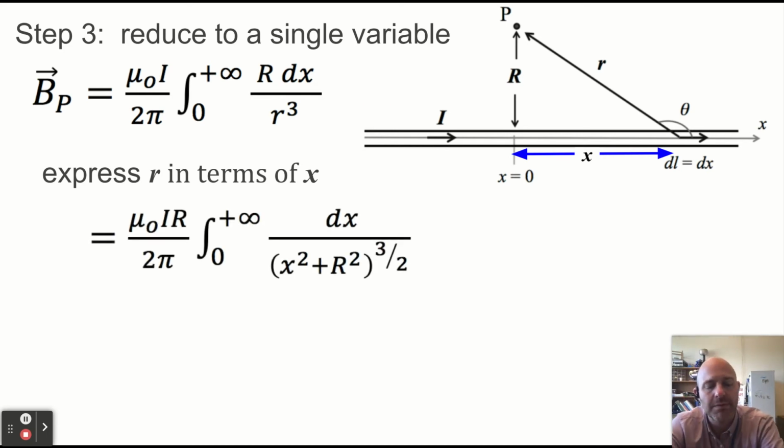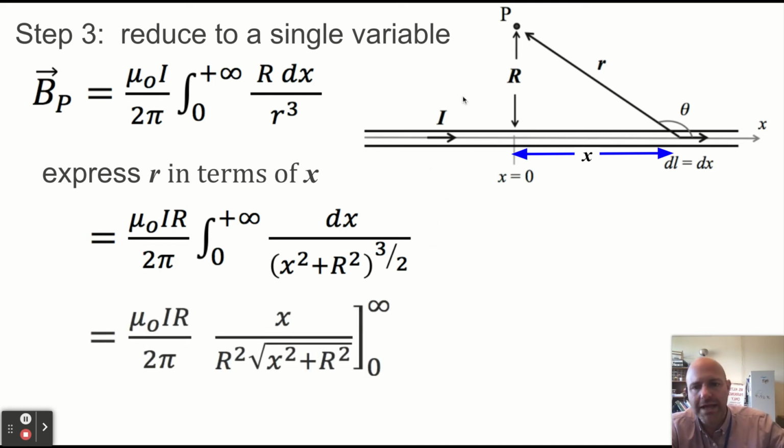We've actually seen this before when we did this kind of work with a long line of charge. When we were doing the electric field, we ended up with this 3/2 power of x squared plus r squared thing. And we have that again. We can do the integral. We evaluate it from 0 to infinity, and we get mu naught I over 2 pi r.